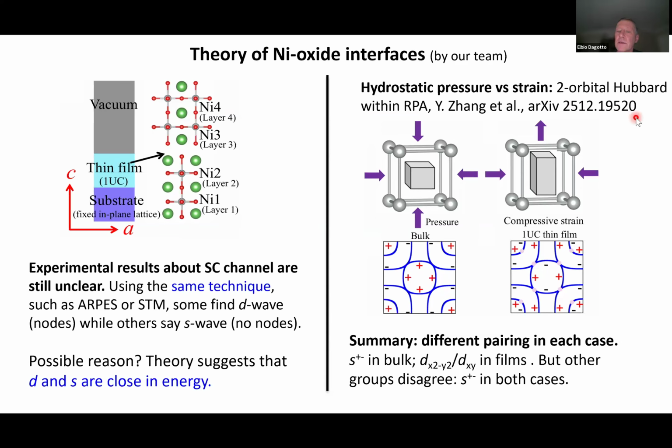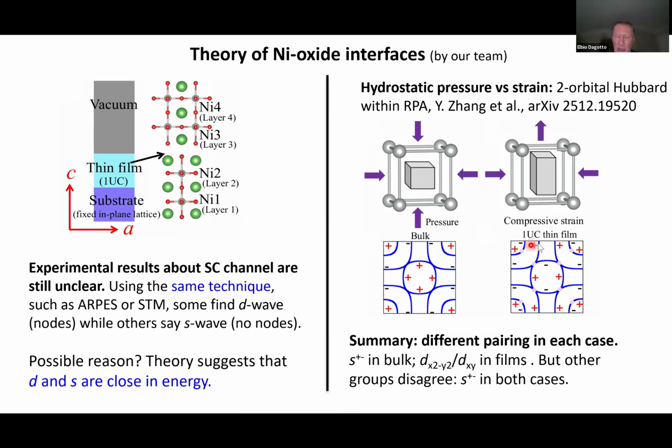So this is with high pressure, you are contracted in all directions. With compressive strain, you are contracted in two directions, expanded in the other one. And within RPA, we get the S plus minus. I already explained this several times. Within our calculations in the framework I just described, we are finding dx squared minus y squared for a small amount of doping, let's say 6-7%. This is what we find.